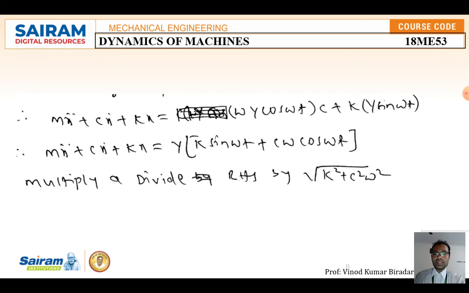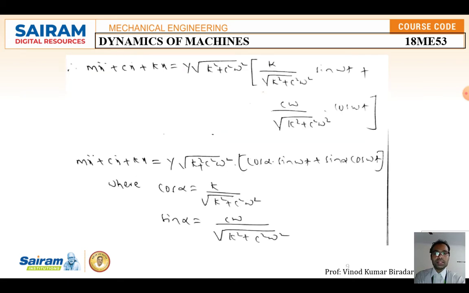Left hand side, LHS, stays as it is, and we substitute the y value and y dot value. On the right hand side, y is common, so y is equal to k sin omega t plus c omega cos omega t. Now we modify this equation by dividing and multiplying the RHS only by the square root of k square plus c square omega square. This step is very important, so remember this. You are not losing anything, it is the same equation, just modified from the RHS.